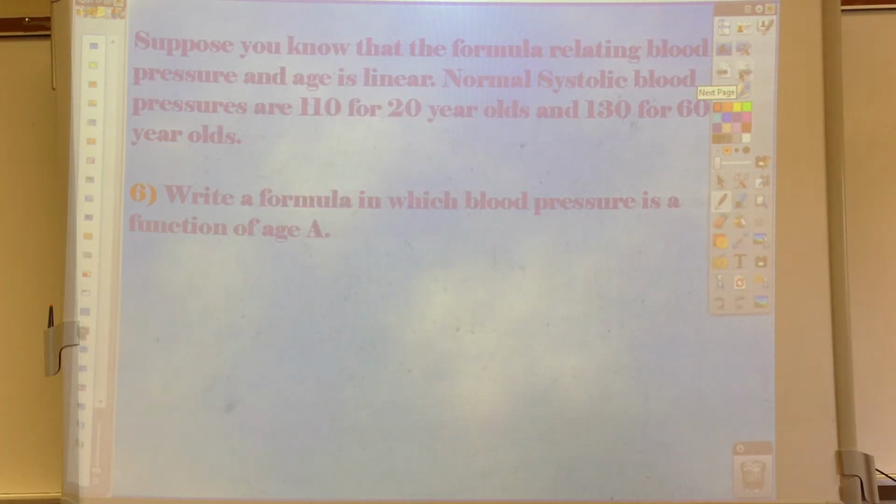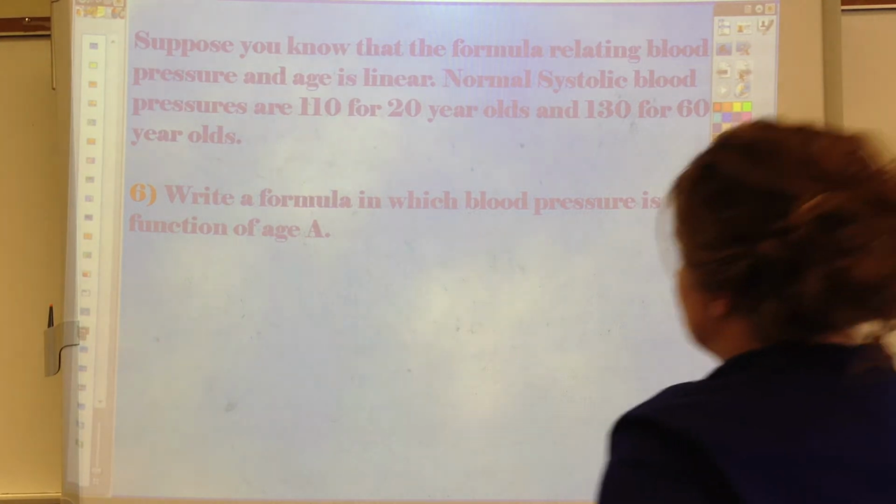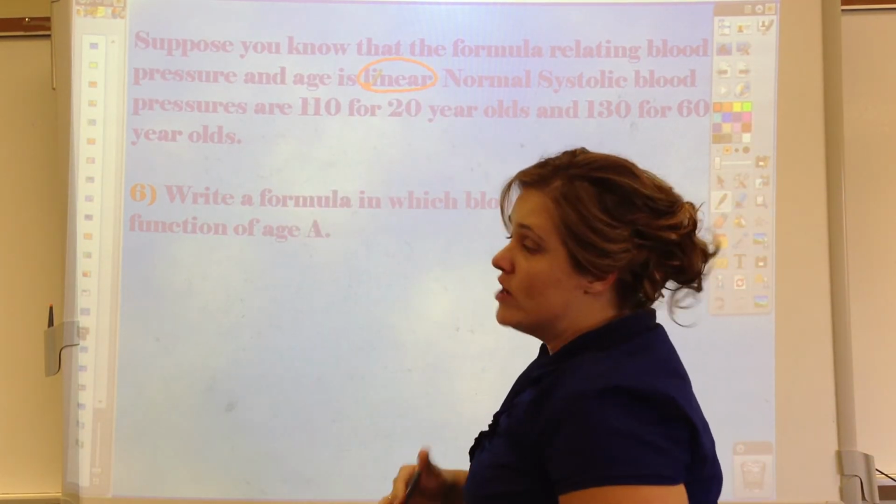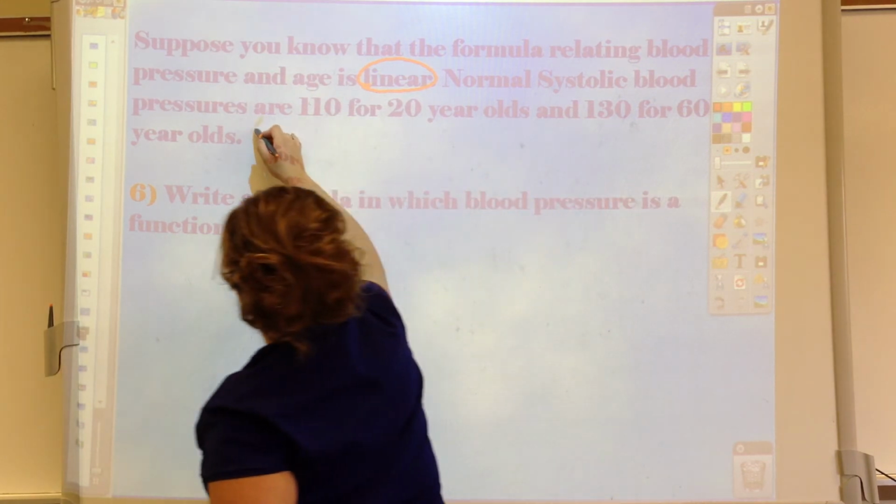All right, suppose you know the formula relating systolic blood pressure and age is linear. You know the blood pressures for a 20-year-old and for a 60-year-old. Write a formula in which blood pressure is a function of age. Now we're going to be able to do this because we see this word right here. If it's linear, we can use the equation we just used. We're using this one right here.